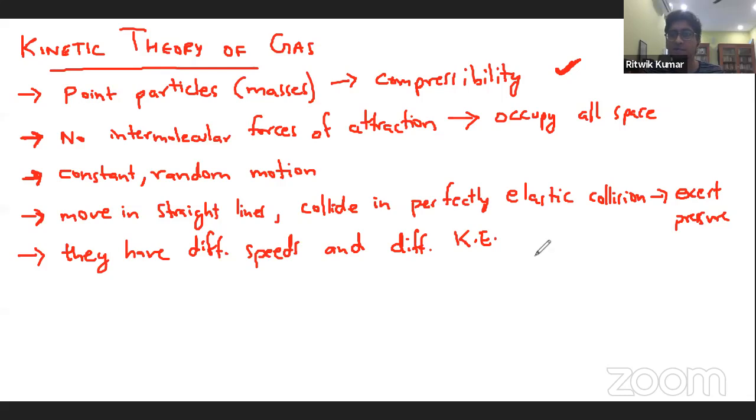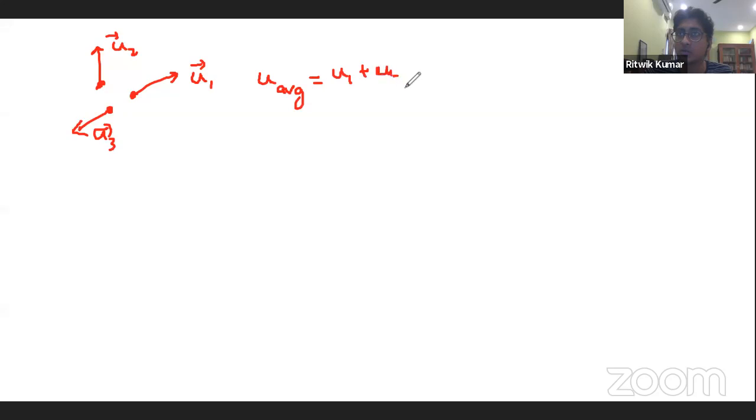Now let's look at what the different speeds and different kinetic energies actually mean. So they're all moving in random motion. Let's say there are n number of molecules and they're all moving with their own individual speeds in different directions. So let's say you have 3 particles moving in different directions. Let's say their individual velocities are u1, u2, u3. We only talk about the average for a sample of gases. So the average speed will be u1 + u2 + u3, and so on till un, divided by the number of particles n.